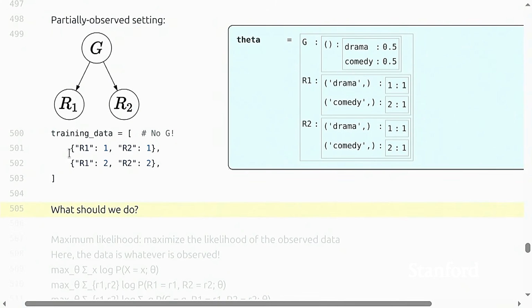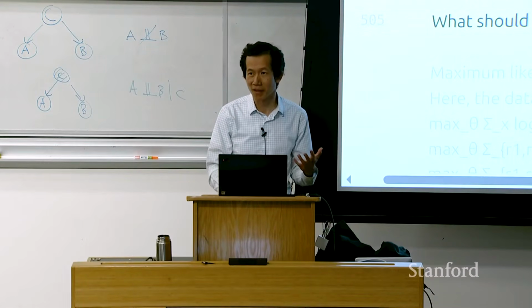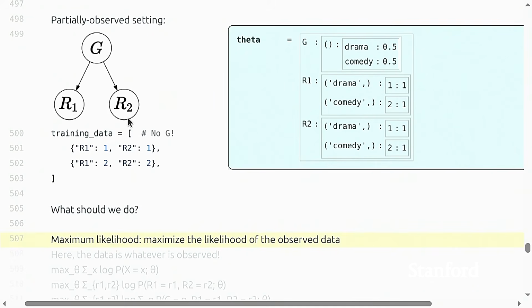So I can't count, because if I don't know the value of G, I can't count G. And everything actually depends on G, so I can't even estimate anything. So that's not good. But this is the idea of having principles, is that you can always go back to your principle and think, what would maximum likelihood do? And maximum likelihood says, obviously, maximize the likelihood of the observed data, and here the data is whatever is observed. So let's try to maximize the likelihood of this.